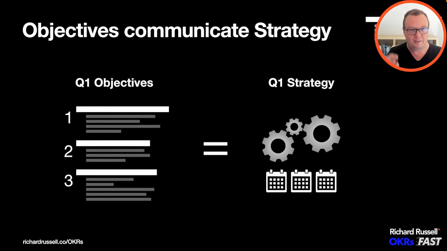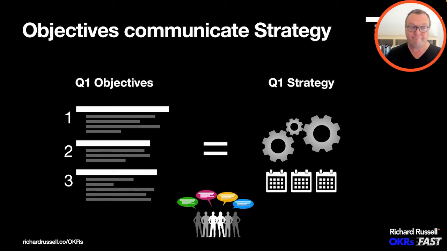So when you read these objectives, you should be seeing, that's our strategy. I recognize these. That's what we need to do this quarter. These are the battles we need to win this quarter. Because this is what you want people to be talking about, right? If it's your strategy, you want people to know about it and talk about it.